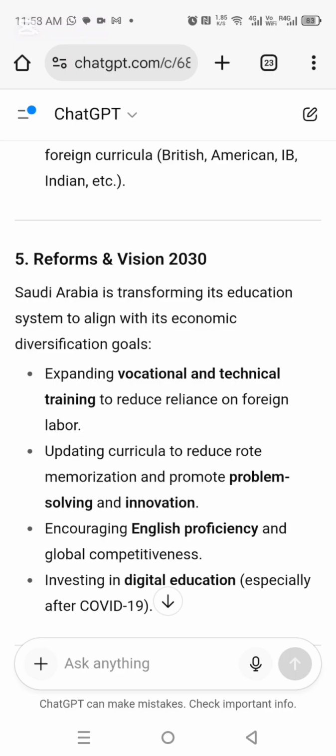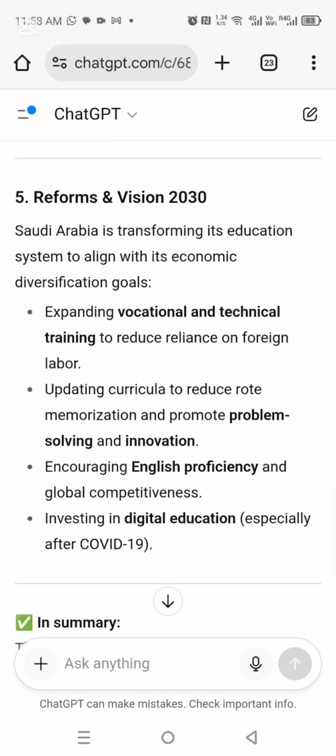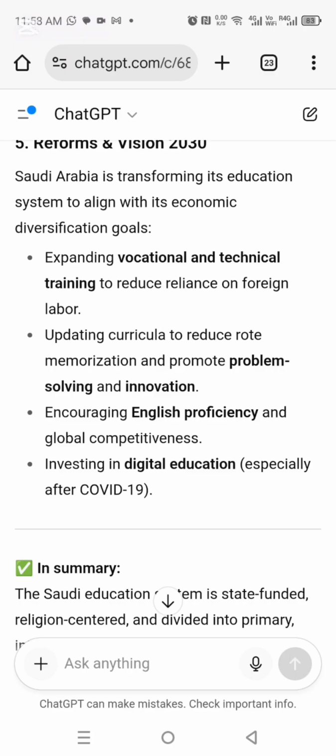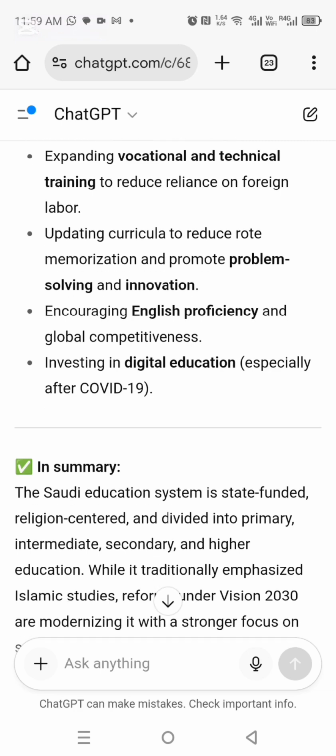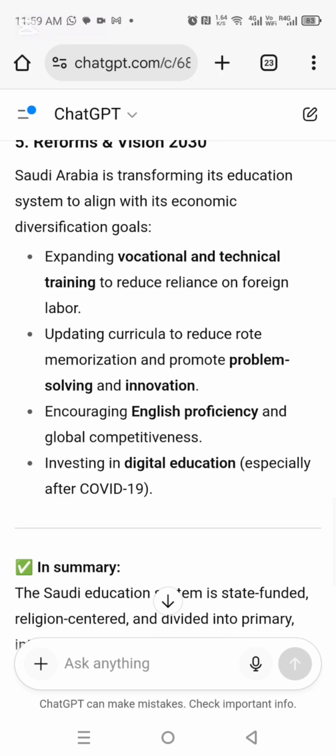So the KSA is transforming its education system to align with its economic diversification goals: expanding vocational and technical training to reduce reliance on foreign labor, updating curricula to reduce rote memorization and promote problem solving and innovation, encouraging English proficiency and global competitiveness, investing in digital education, especially after COVID-19. So what I will say is, the KSA is expanding its vocational and technical training institutes, and also updating curricula to reduce rote memorization and promote problem solving and innovation.